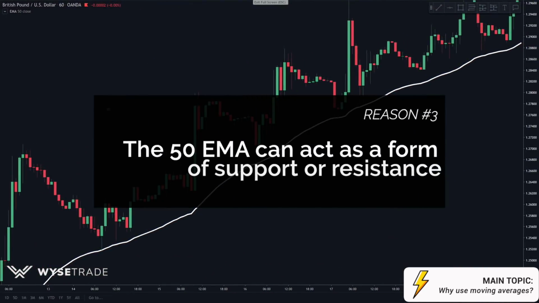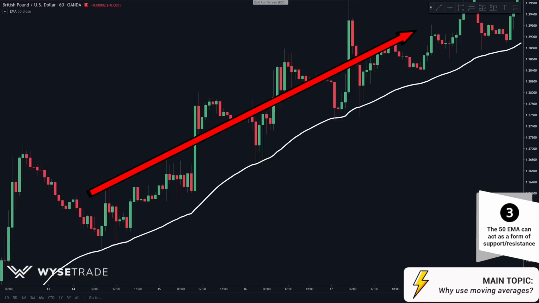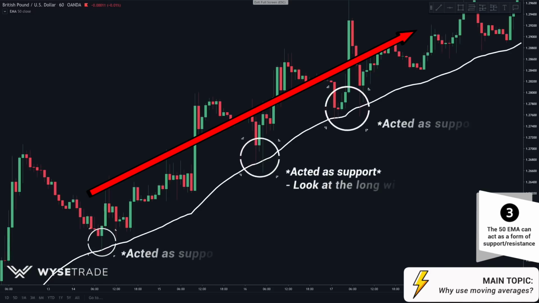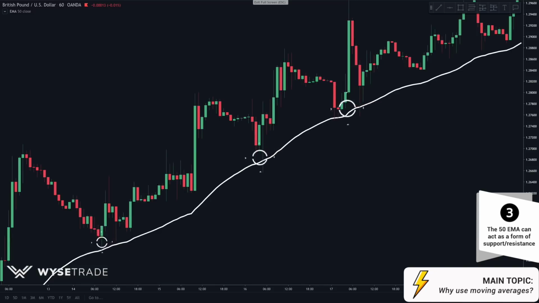The third reason we use moving averages is because they can act as a form of support or resistance. Price is in a bullish uptrend. And if you get price action through candlestick formations at the 50 EMA, it shows that price is indeed reacting to the 50 EMA as support and can signal a possible trend continuation long.